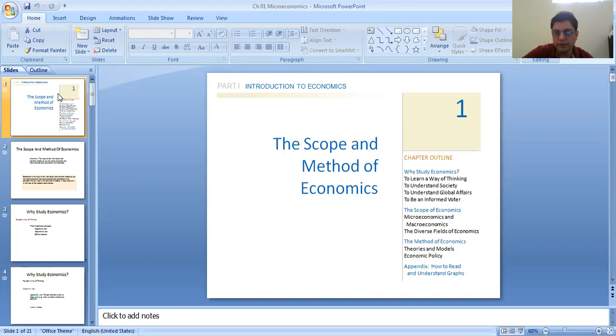The chapter outline. Why study economics? Because it's the first chapter of economics, so we have to know why we study economics. First, to learn a way of thinking, to understand the society, to understand global affairs, and to be an informed voter. What is the scope of economics? There are two branches of economics: microeconomics and macroeconomics. A diverse field of economics. Method of economics: there are two types of method, theories and models.